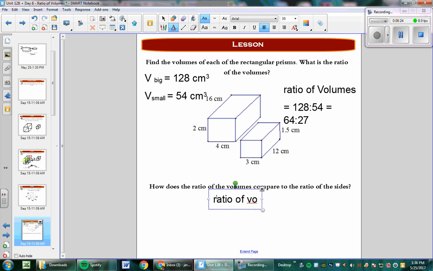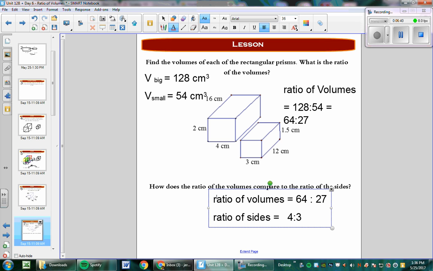So I have a ratio of volumes equals 64 to 27, and ratio of sides equals 4 to 3. Well, if you think about this for a while, 4 times 4 is 16. 16 times 4 is 64. So 4 cubed is 64. And 3 times 3 times 3 gets us to 27. So I just have to take my ratio of the sides and cube it to get the ratio of volumes.